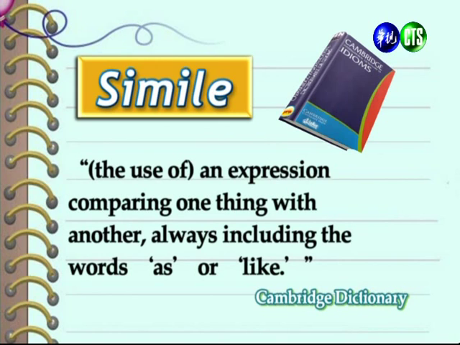According to a definition in the Cambridge Dictionary, a simile is the use of an expression comparing one thing with another, always including the words as or like. And so, in other words, with this figure of speech, we're looking for the similarities between two things, and we're using the words as or like, or maybe a verb such as resembles as a connective.